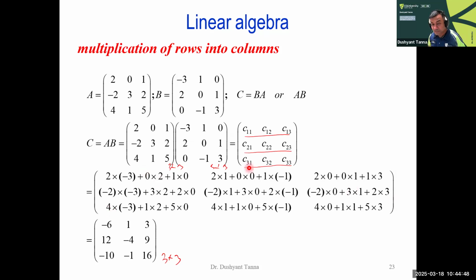Okay, 3, 1, third row, first column. Third row, first column: 4 with -3, 1 with 2, and 5 with 0. 3, 2, third row, second column: 4 with 1, 1 with 0, and 5 with -1. 3, 3, third row, third column: 4 with 0, 1 with 1, and 5 with 3. That's it. And then this is all just addition, subtraction. -6 plus 0 plus 0, that leaves -6. 0 plus 1 plus 15, that's 16. Yeah, similarly, you can fill all the elements.